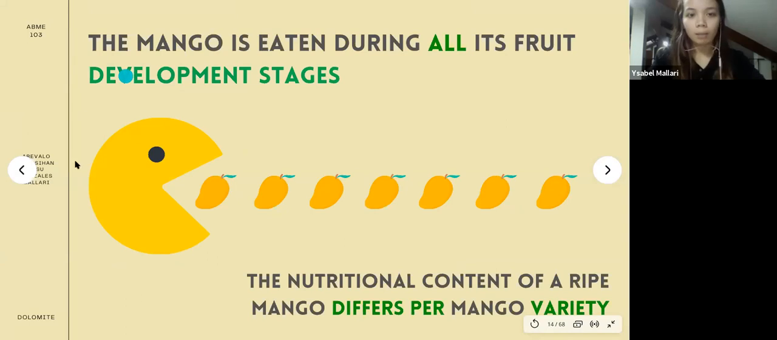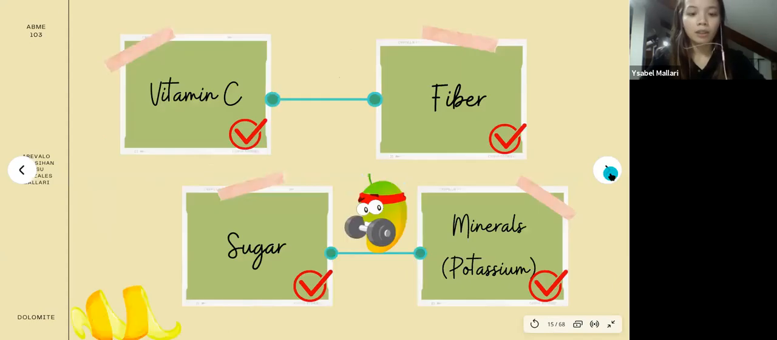The mango is eaten during all its development stages, from green to ripe. The nutritional content of a ripe mango differs per mango variety. Despite this, you can rest assured that the mango is a general good source of vitamin C, fiber, sugar, and minerals such as potassium.